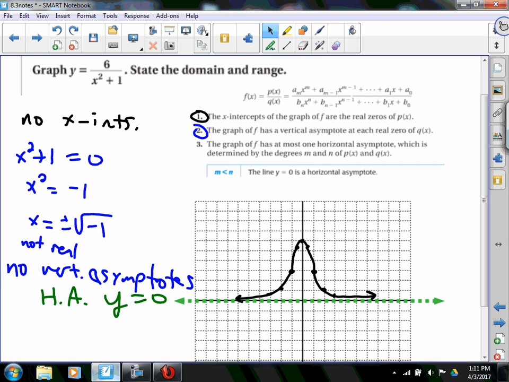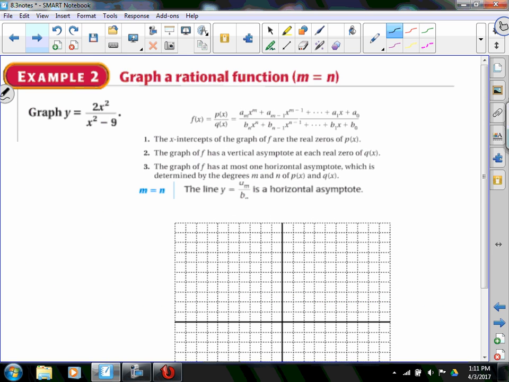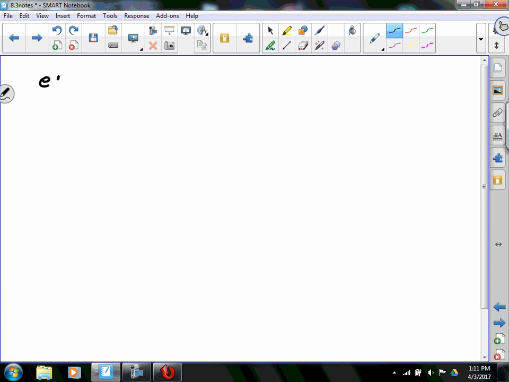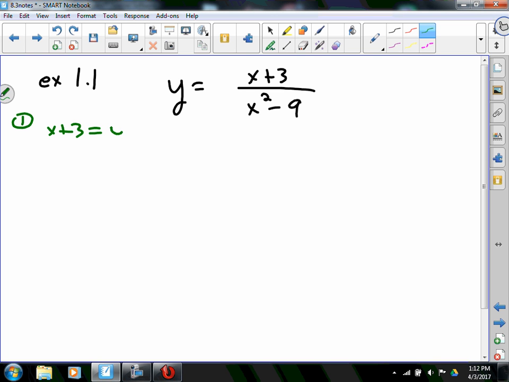Well, I'm going to interject an example in here right about now. Kind of a neat one. It's not in the book. Example 1.1. Y equals x plus 3 divided by x squared minus 9. So if we were to look at this, point number 1, if we set the numerator equal to 0 and solve, that tells us where our x-intercept is, right? So this graph should have an x-intercept when x equals -3.